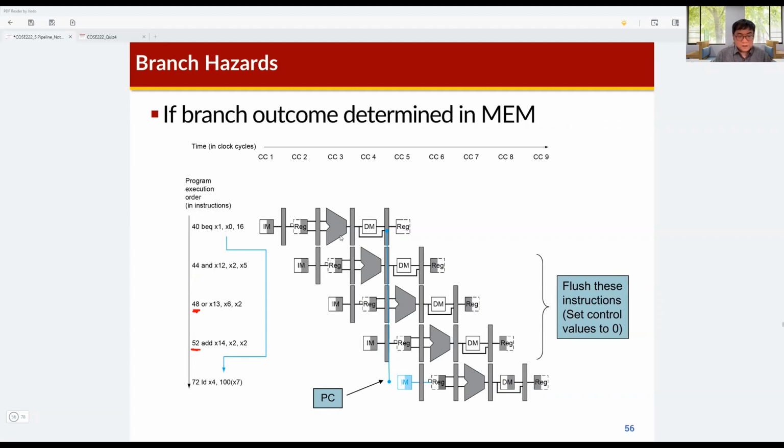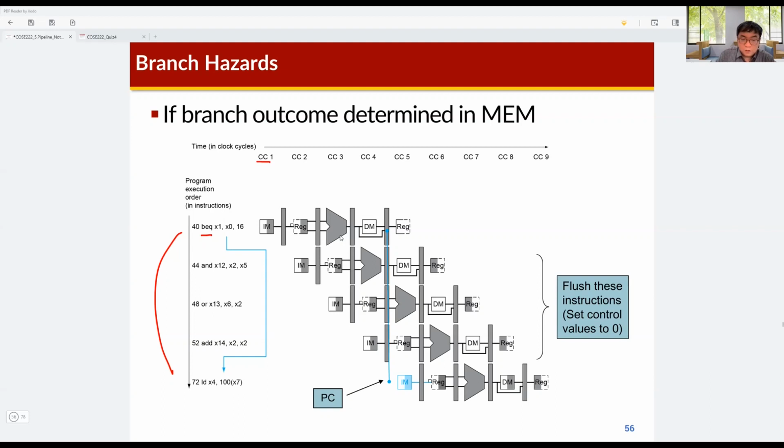Let us assume that the target of this branch instruction is 72. This example shows when the condition of this branch instruction is true. So the condition is true, and we need to jump to the target of the branch instruction, which is 72. Then let's see how this branch instruction is executed in the pipeline processor.